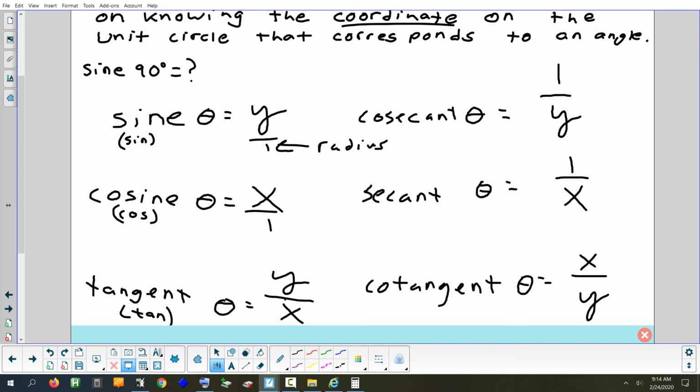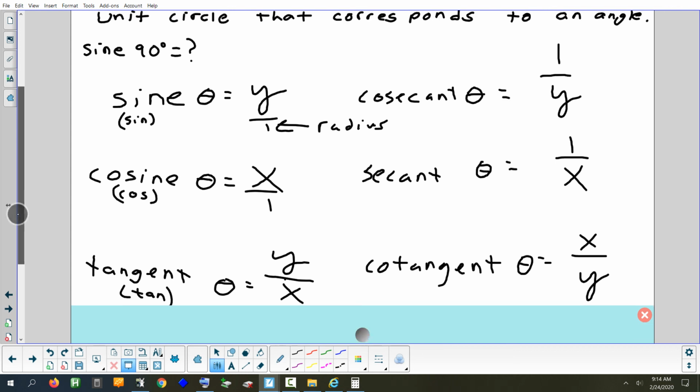What do you think the abbreviation is for secant? I guess, based on the abbreviations we've done so far. Yeah, SEC. Wasn't a trick question. Not yet. How about cotangent? What do you think that one is? Well, Kyle, what do you think? COT.